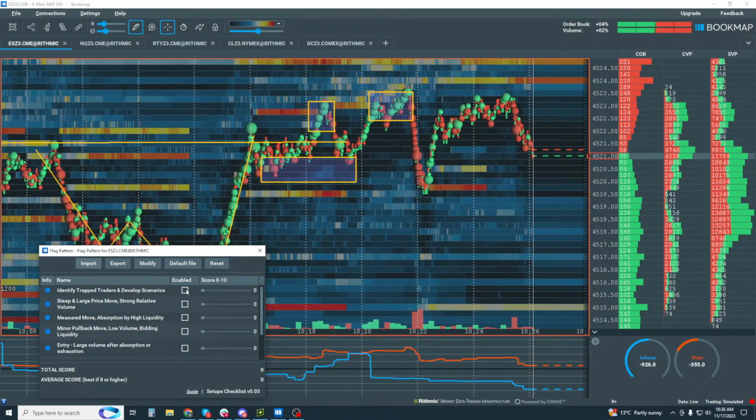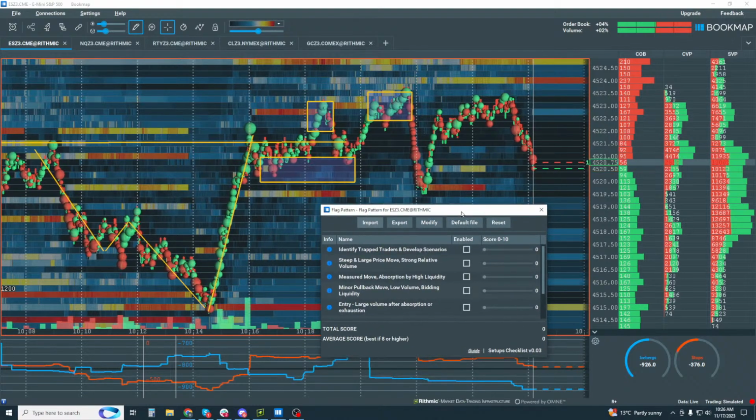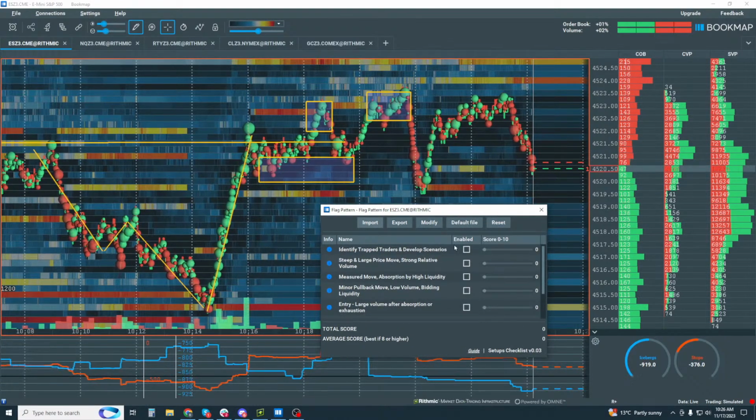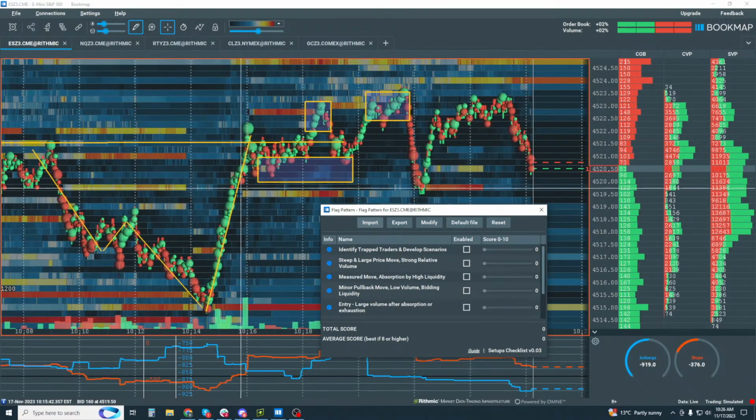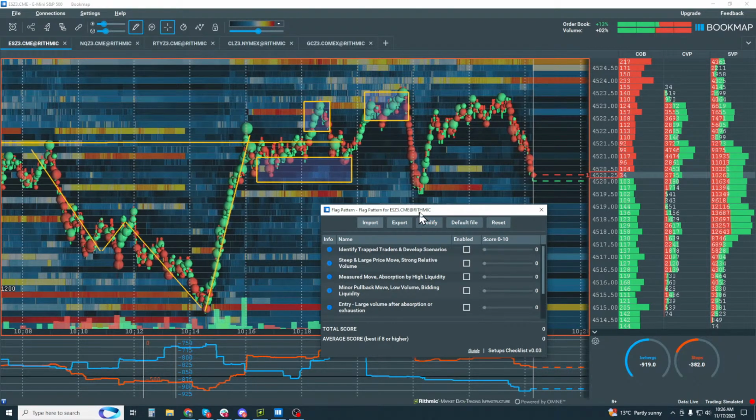All right, so this is the process of going through this and looking for a steep move, strong relative volume.